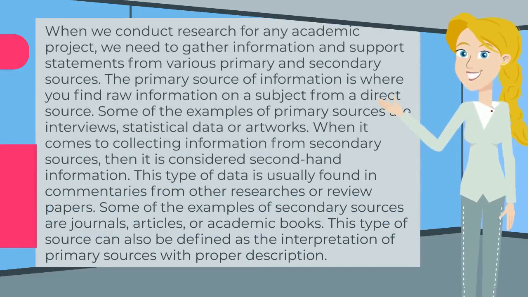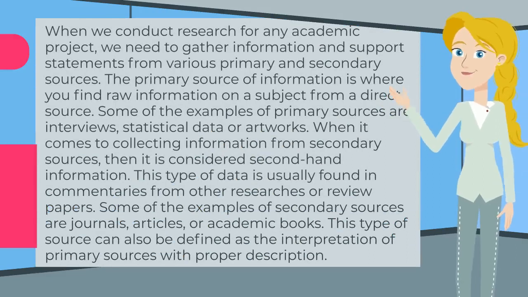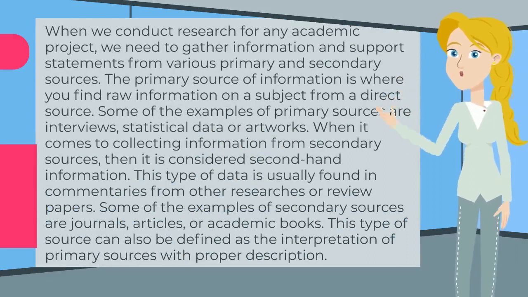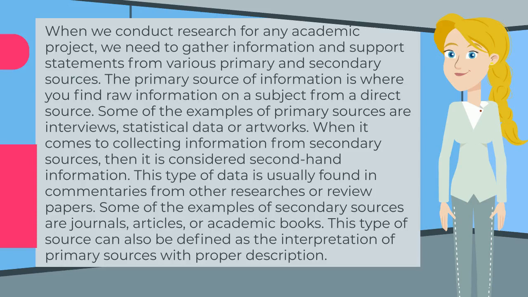When we conduct research for any academic project, we need to gather information and support statements from various primary and secondary sources. The primary source of information is where you find raw information on a subject from a direct source. Some of the examples of primary sources are interviews, statistical data or artworks.